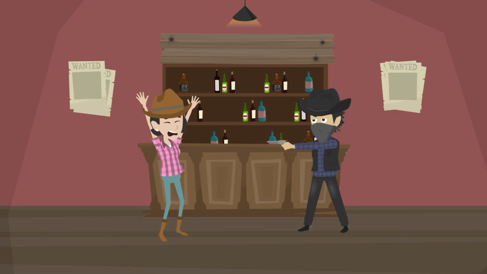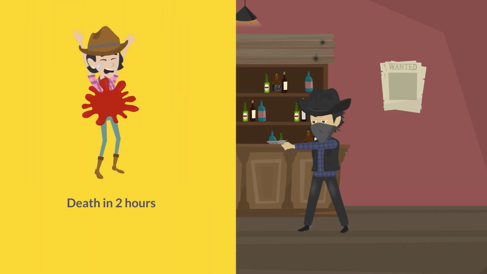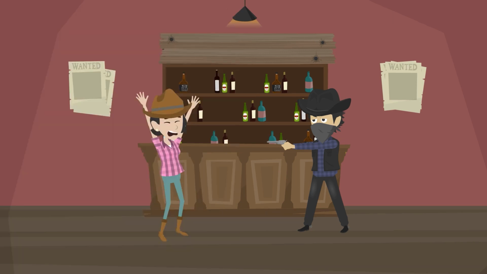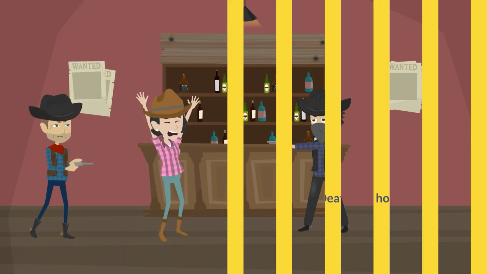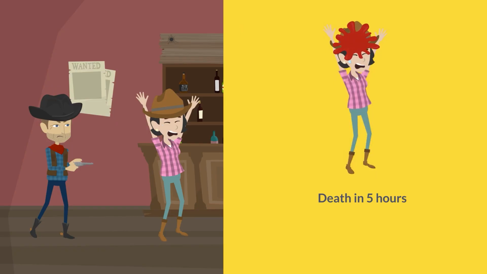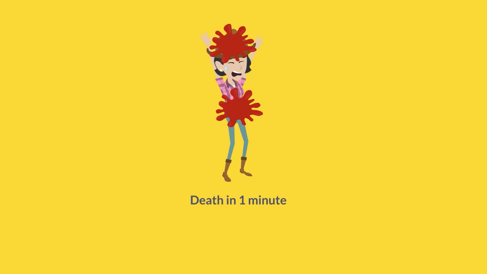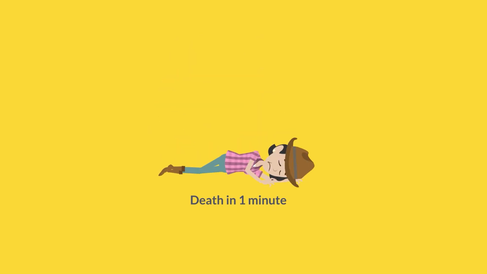Here's an example. David shoots Vilma in the abdomen. Based on this wound alone, Vilma would have died from loss of blood in 2 hours. But at precisely the same time, Dante, who was not acting in concert with David, also shoots Vilma in the back. Based on this wound alone, Vilma would have died from loss of blood in 5 hours. But due to the combined effect of these wounds, Vilma dies in 1 minute.